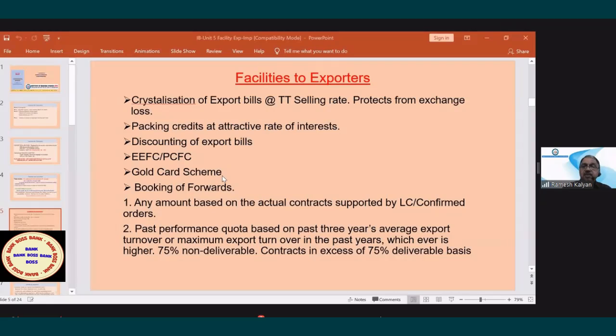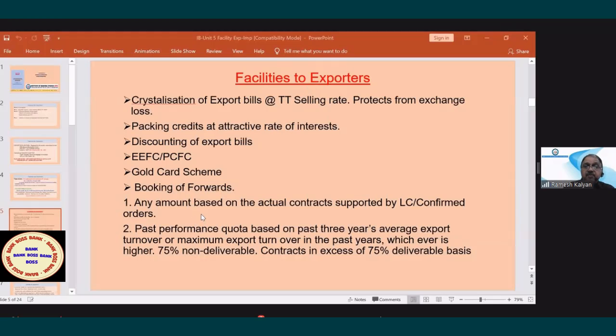That is, the bank can compromise. That is the bank's discretion only. RBI says only that we need not be strict. The RBI never says that you should not accept collateral security. The bank can take an easy view. That is the point. It's a credit decision. And booking of forwards, you already know, that is also a benefit. These are the benefits given to the exporters.